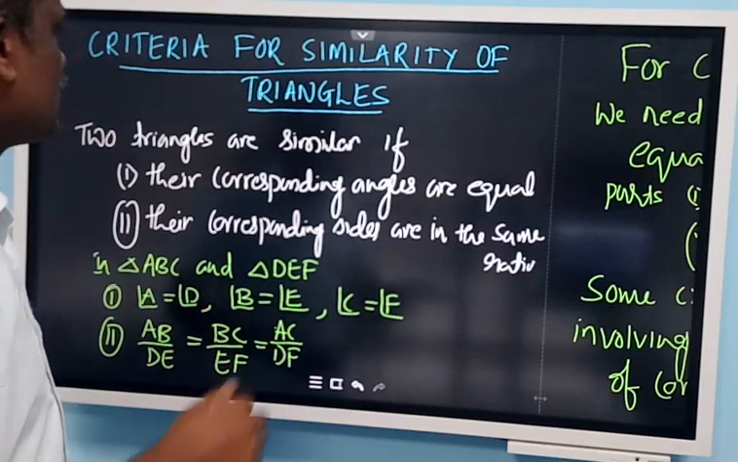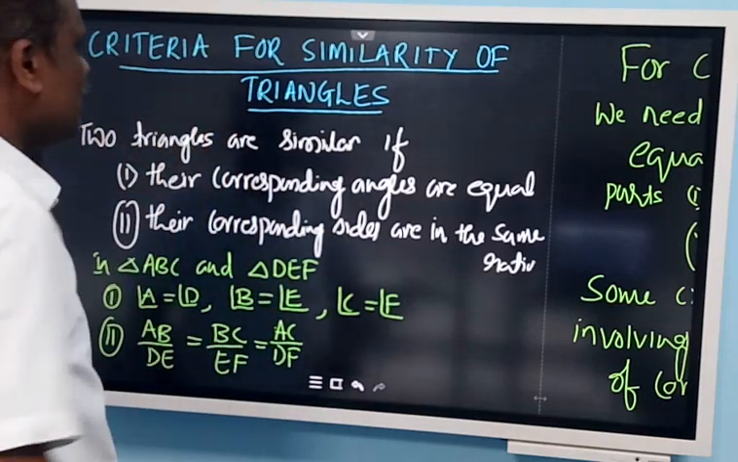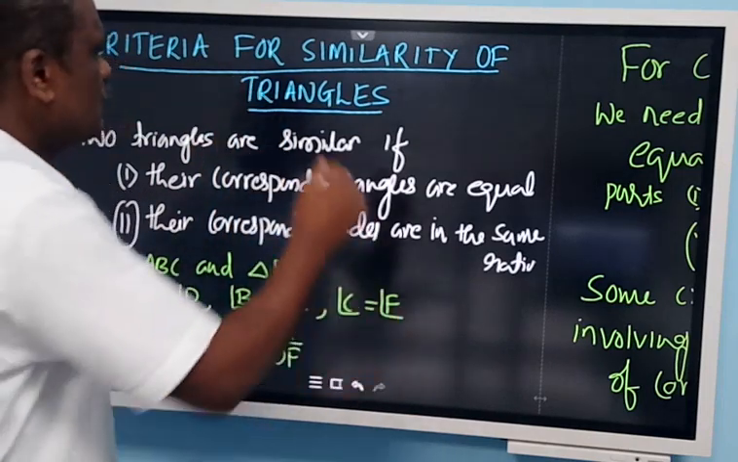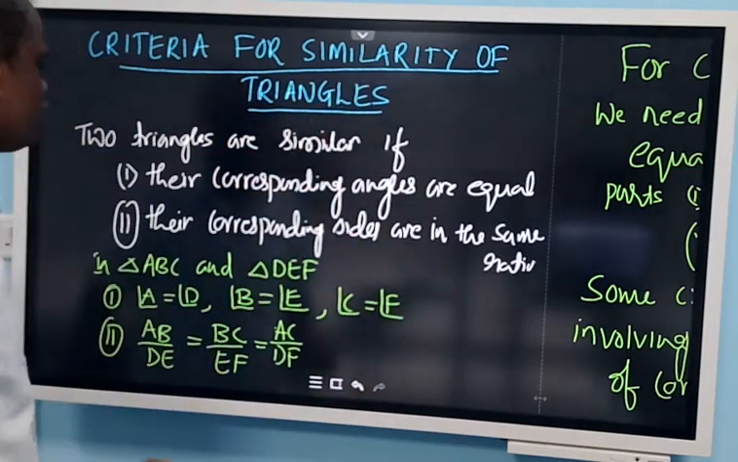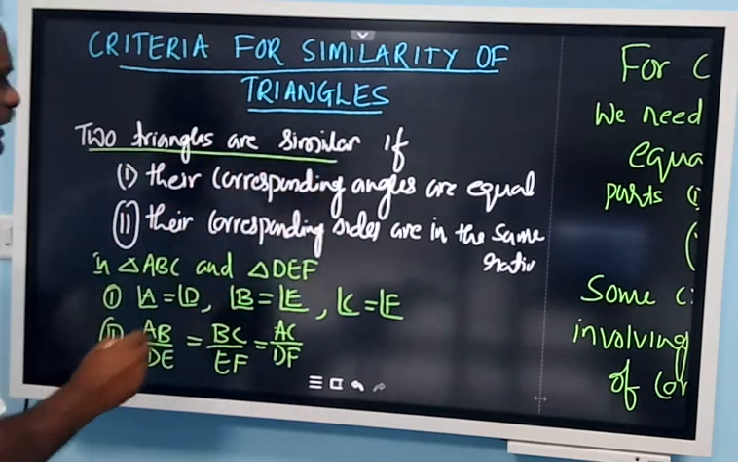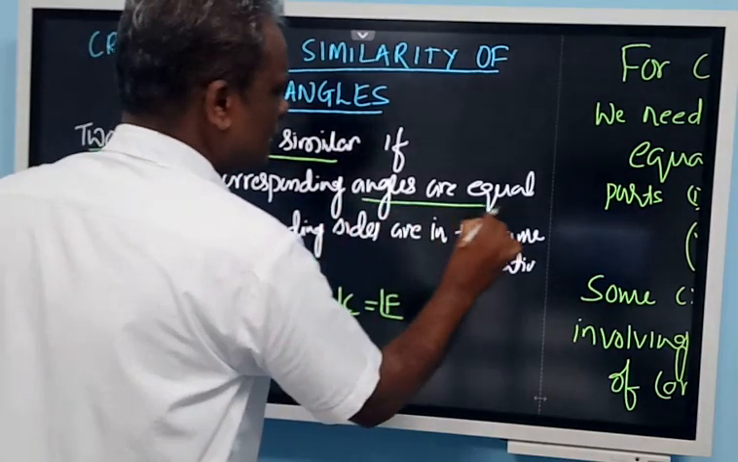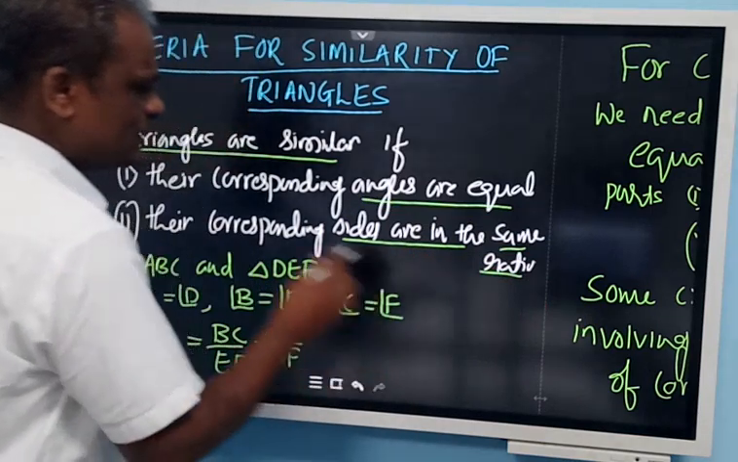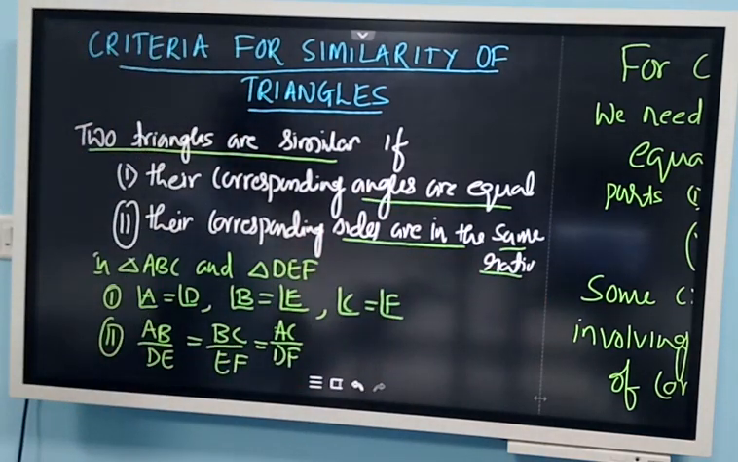So criteria for similarity, it's a plural. Criteria, it's a plural form. Criterion, singular. So for similarity of triangles, you have the definition. Two triangles are said to be similar if their corresponding angles are equal and their corresponding sides are in the same ratio. So if these two conditions are satisfied, we can call them similar triangles.